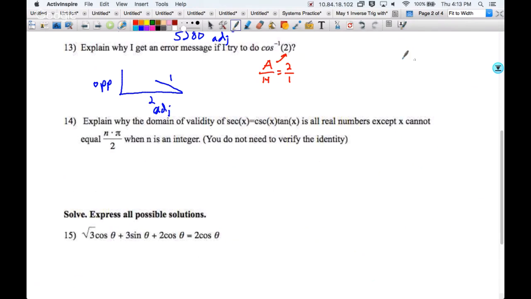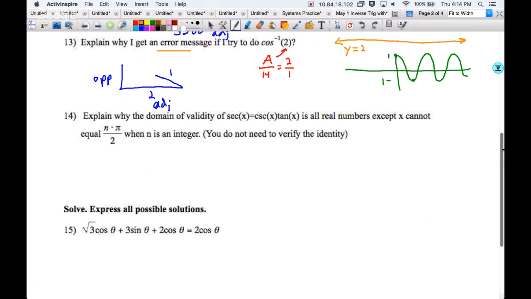The other way to explain this is to say, well, the graph of cosine ranges from +1 down to -1. So from 1 to -1, and then back up again, and then down again, and then up again, and then down again. If I'm asking for the inverse cosine of 2, I'm asking for when this curve here hits the line y equals 2. Well, it's just never going to happen. If this is oscillating from 1 to -1, it will never go up to 2. Hence the error message, hence no solution.